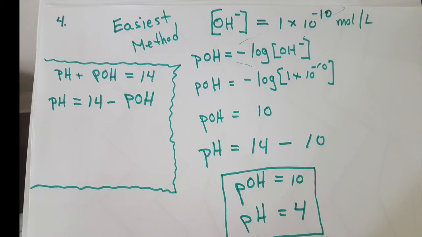We know the OH concentration is 1 times 10 to the negative 10 moles per liter. The pOH, which would be the negative log of the OH concentration, would equal 10. And I know that the pH plus the pOH equals 14, so the pH equals 14 minus the pOH, and 14 minus 10 would give you a pH of 4.